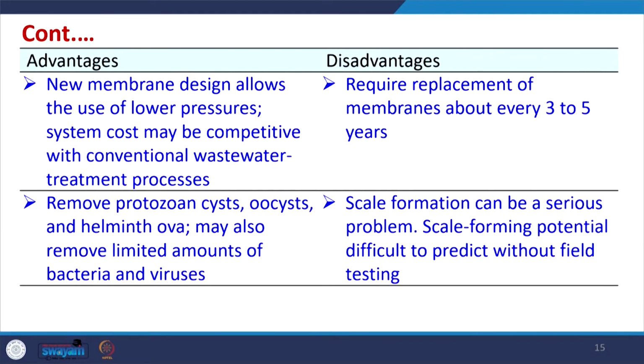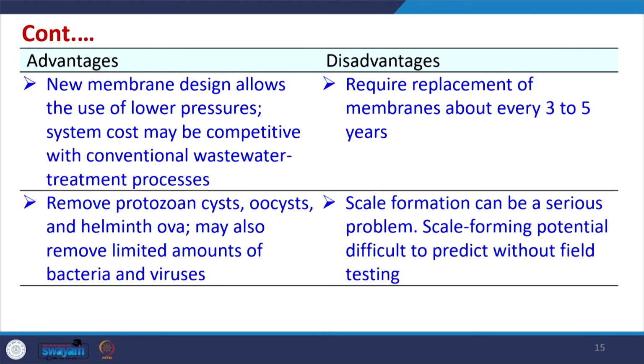Now, in microfiltration and ultrafiltration, new membrane design allows the use of lower pressures, and system cost may be competitive with conventional wastewater treatment processes. So, if we can design properly, they can be competitive with conventional wastewater treatment processes also. But the replacement of membranes after a certain number of years is a disadvantage, and we have to cross check with respect to cost optimization whether they can be used or not.